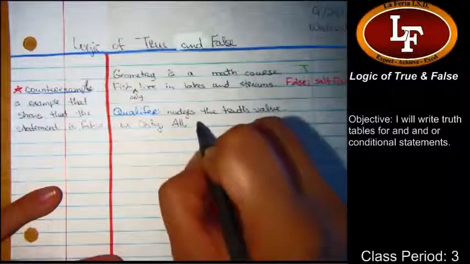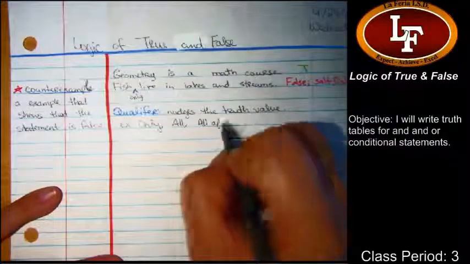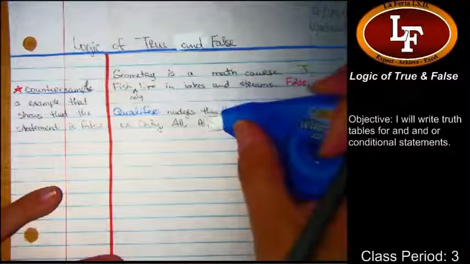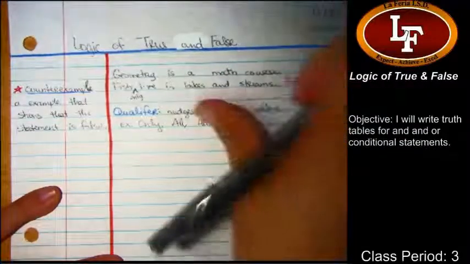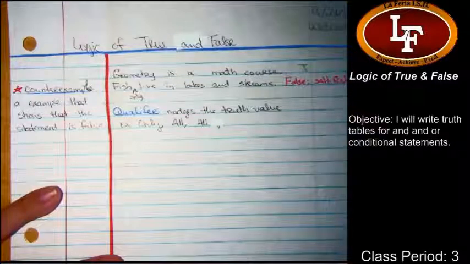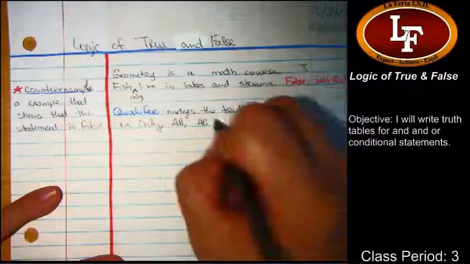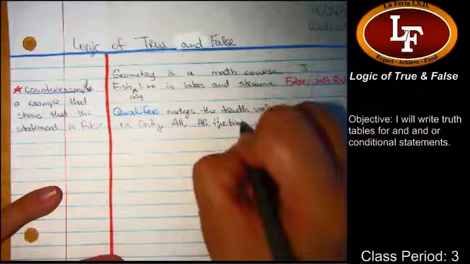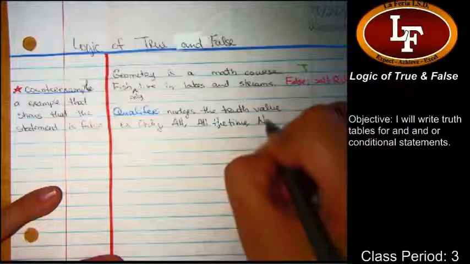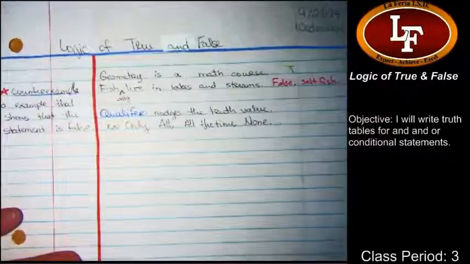All the time. Kind of like a universal statement. Either universally, like making it singular, just that one, or all of them in the whole universe, or none of them in the whole universe. Only. All the time. None. So words like that are qualifiers. Okay?